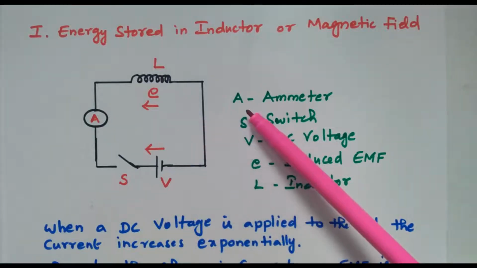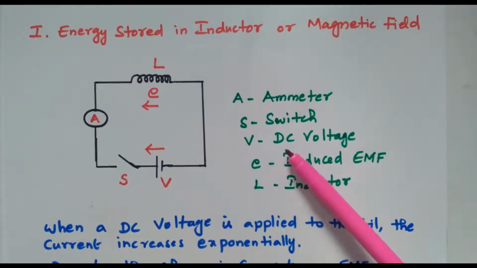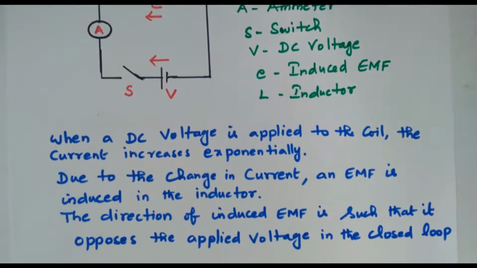So the details are given. Ammeter, this S is nothing but switch. V is the DC voltage source, E is the induced EMF, L is the inductor. So the description is available.